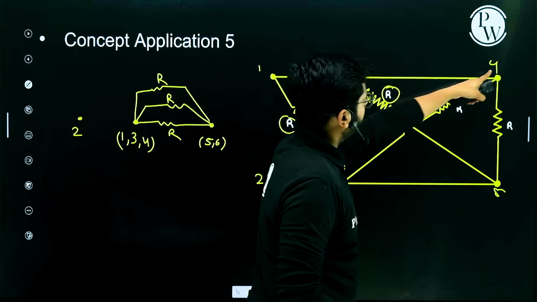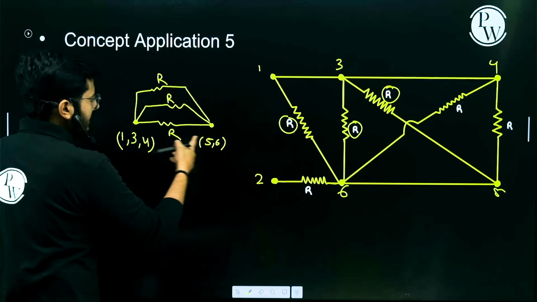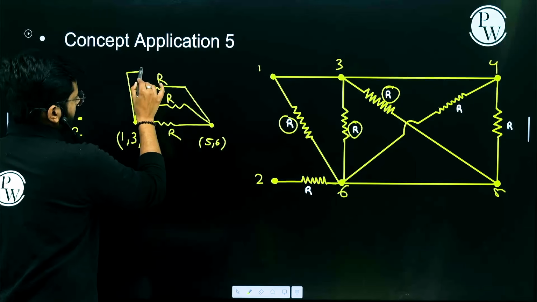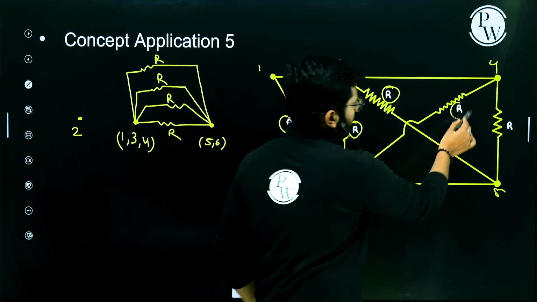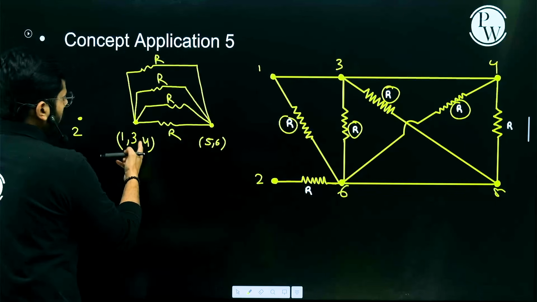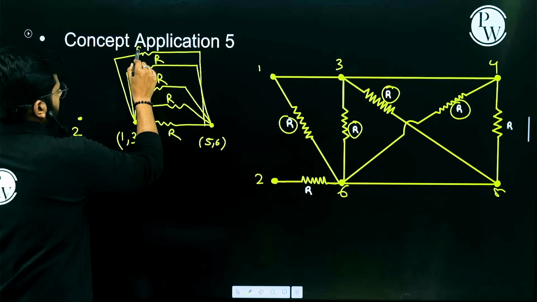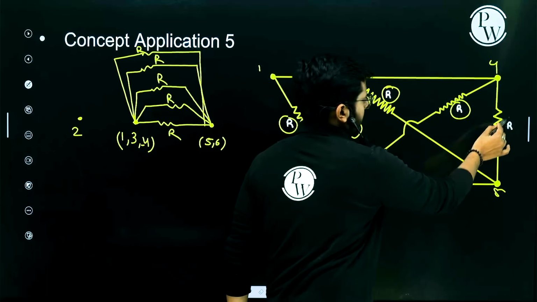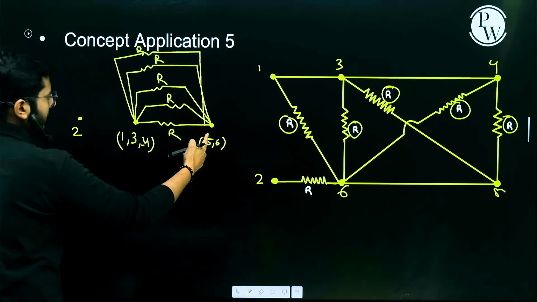Between 4 and 6 another resistance R, all right? This is also taken care of. Between 4 and 5 another resistance R, all right? So all resistances are taken care of, right? Just one is remaining. It is between 2 and 6.